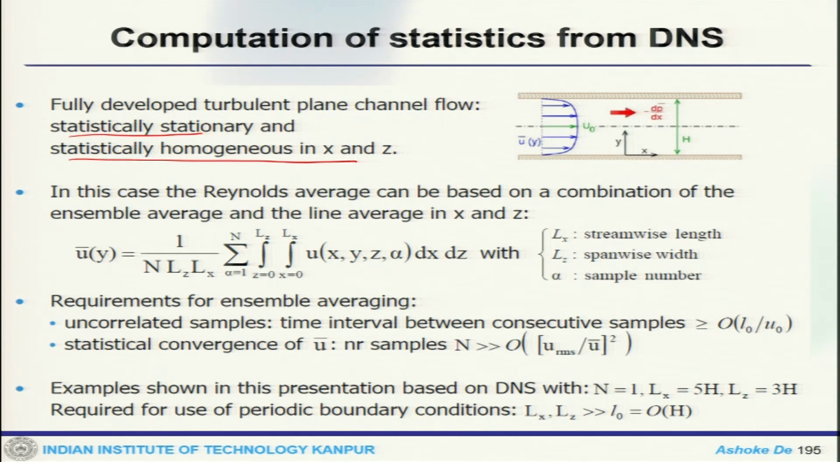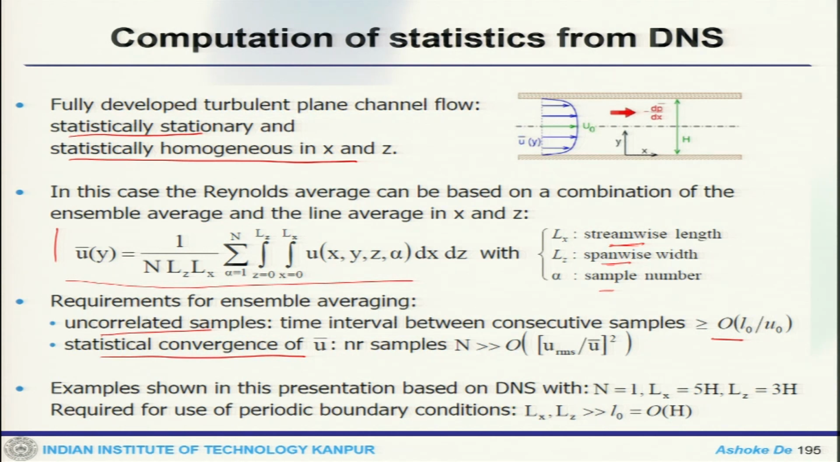So the Reynolds average can be based on a combination of the ensemble average and a linear line average like this, where Lx is the stream-wise length, Lz is the span-wise length, and alpha is the sample number. For the ensemble averaging, if they are uncorrelated samples, then the time interval between consecutive samples should be higher than the order of L0 by U0 for statistical convergence of u prime. So the sample size could be quite large.